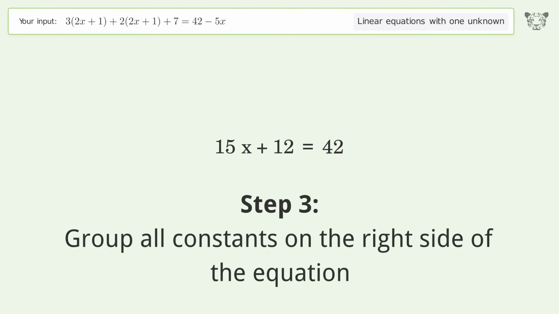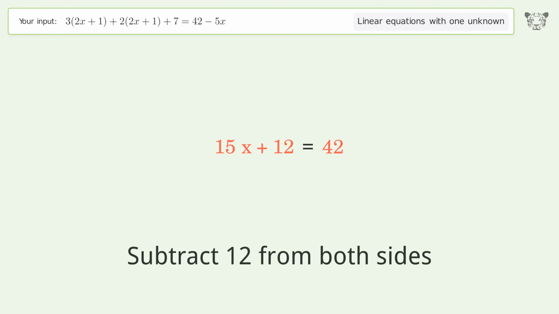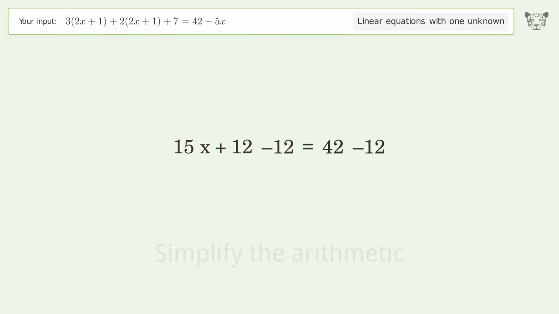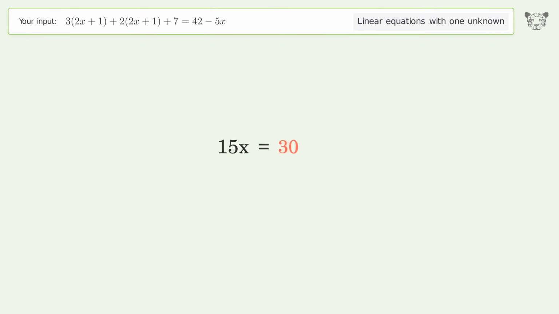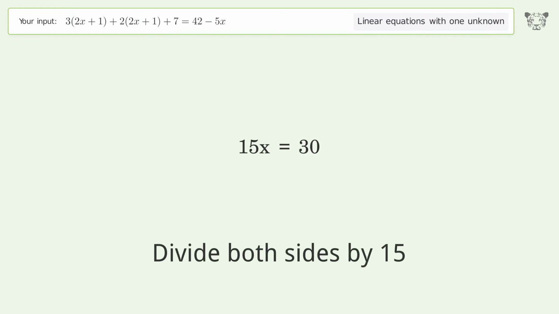Group all constants on the right side of the equation. Subtract 12 from both sides. Simplify the arithmetic. Isolate the x. Divide both sides by 15.